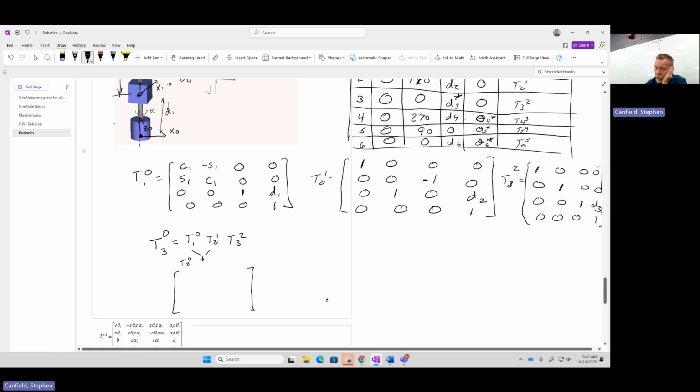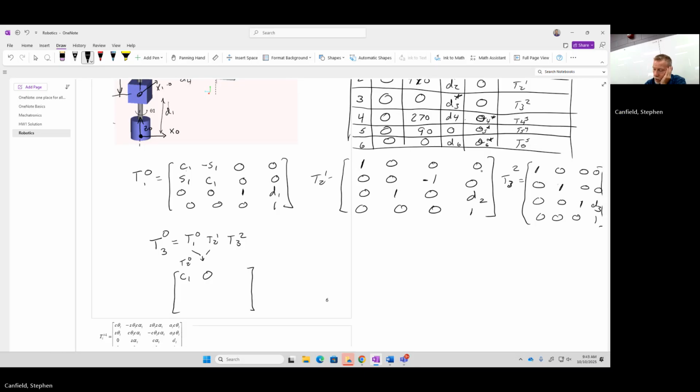Not allowed myself much room. First row times first column. Cosine theta 1 times 1 plus 0 plus 0. So it's cosine theta 1. Second row: cosine theta 1 times 0 minus sine theta 1 times 0 plus 0 times 0, 0. Third row is cosine times 0, sine times 0, 0 times D1, D2. We have a mistake. Oh no, Bailey, what did we do wrong? Oh, we just did our multiplication wrong.